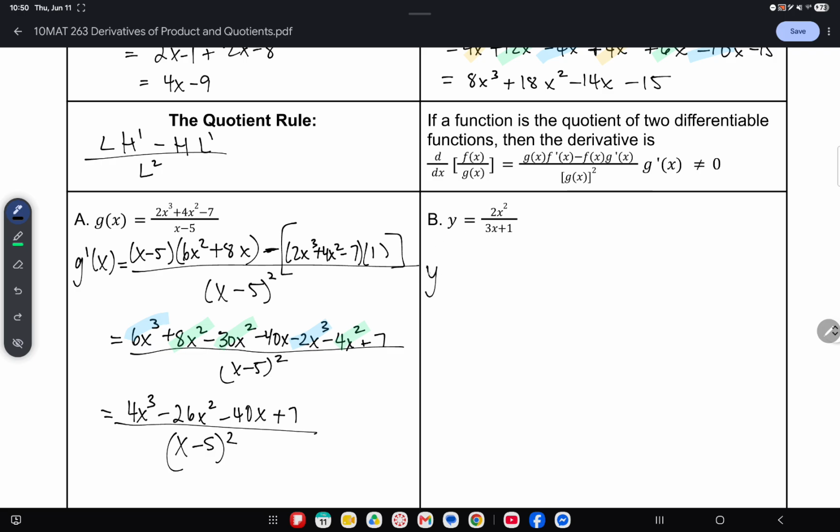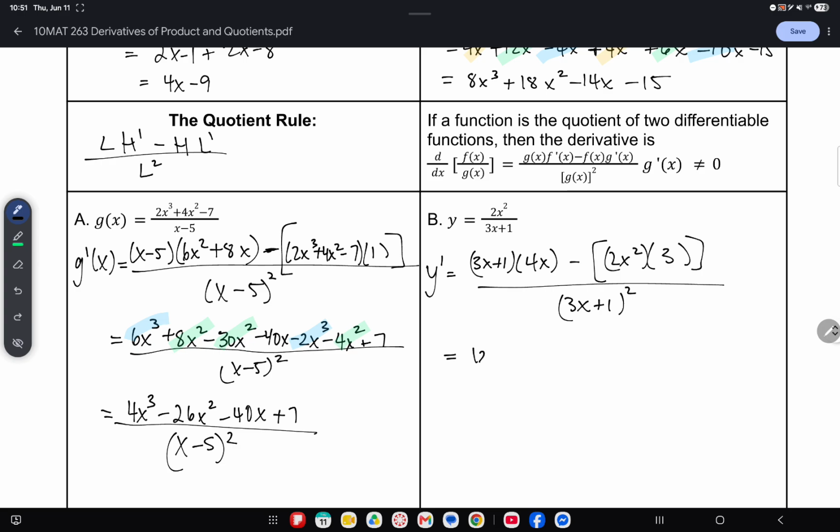I'm going to move to B. So I've got low d high minus high d low all over low, low. And then we'll clean it up. So 12x squared plus 4x minus 6x squared all over 3x plus 1 squared. It's going to give me 6x squared plus 4x all over 3x plus 1 squared.